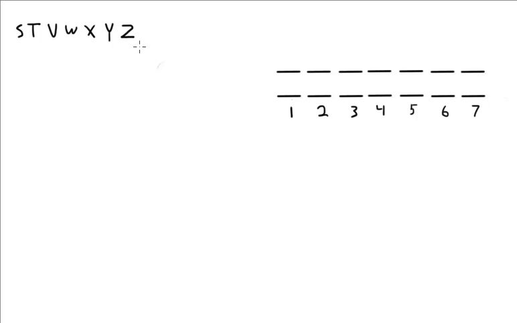This is the third game from PrepTest 53. This is a hybrid game where we have both sequencing and grouping elements. We have to sequence 7 variables, S, T, V, W, X, Y, and Z. We also have to group these variables into 2 groups.